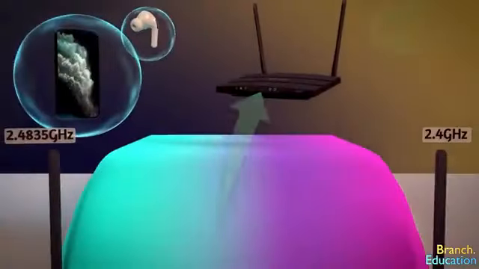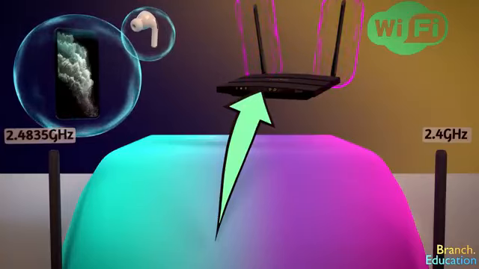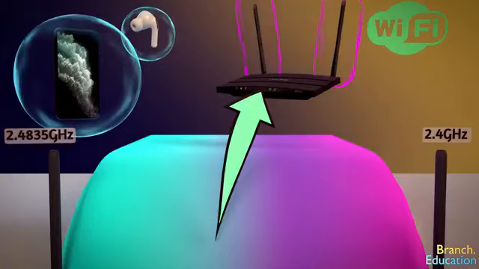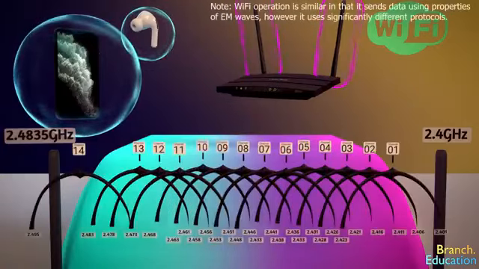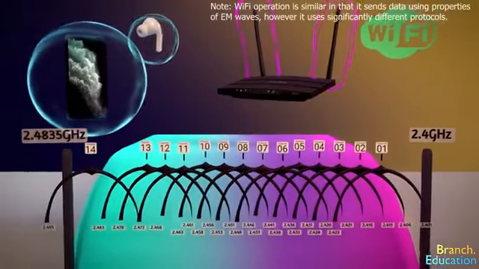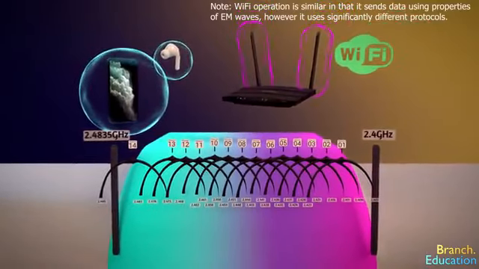In addition to microwave ovens, 2.4 GHz Wi-Fi networks also operate within this range of the electromagnetic spectrum. Similar to Bluetooth, Wi-Fi networks divide this range, or bandwidth, into 14 channels in order to accommodate multiple users communicating via Wi-Fi at the same time.